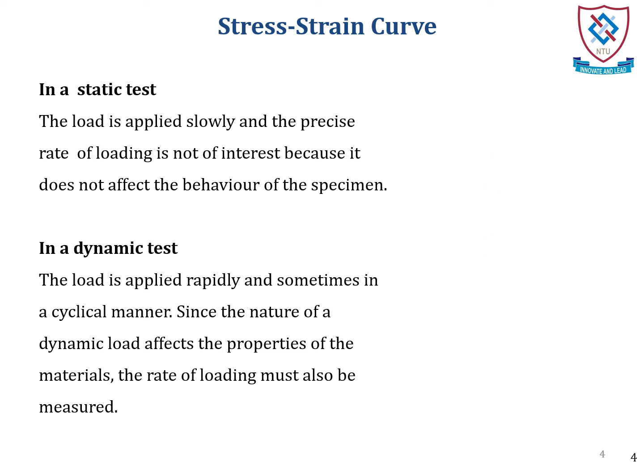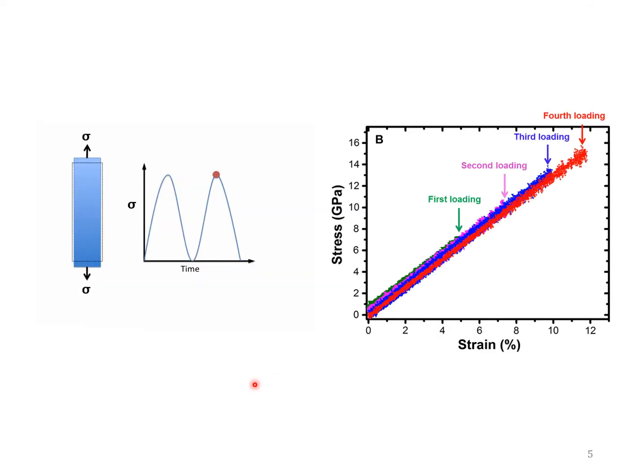In dynamic tests, the load is applied rapidly and sometimes in a cyclic manner. Since the nature of a dynamic load affects the properties of the material, the rate of loading must also be measured. So here is an example of cyclic loading. Due to this cyclic loading, there will be a strain in the object which will be removed again with unloading. Then there will be strain again and so on.